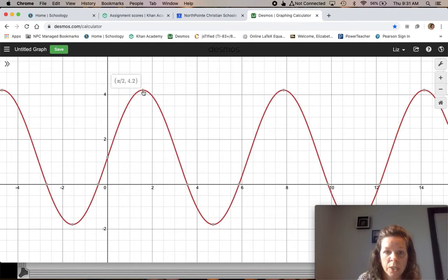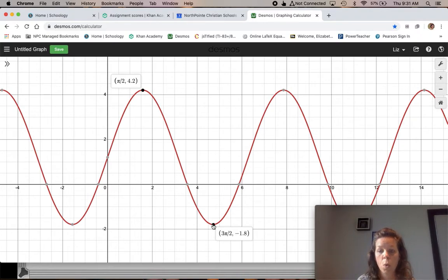Well, first thing we'd want to do is find our high point. And on Khan Academy, they're going to be labeled for you. So that high point has a y value of 4.2. And then you might be given your mid point, or you might be given your low point. Let's say we're given our low point. So our low point here is at negative 1.8.